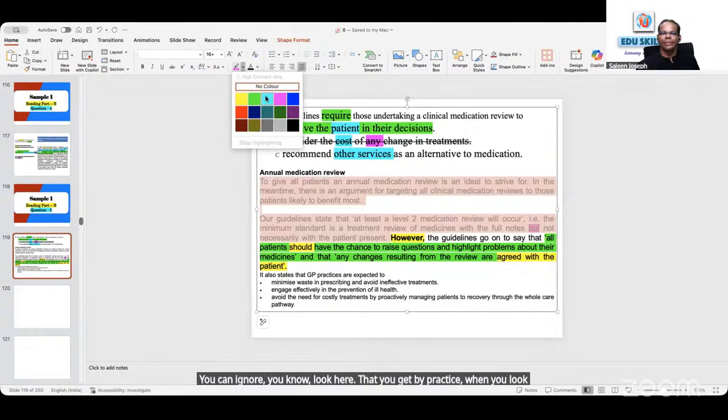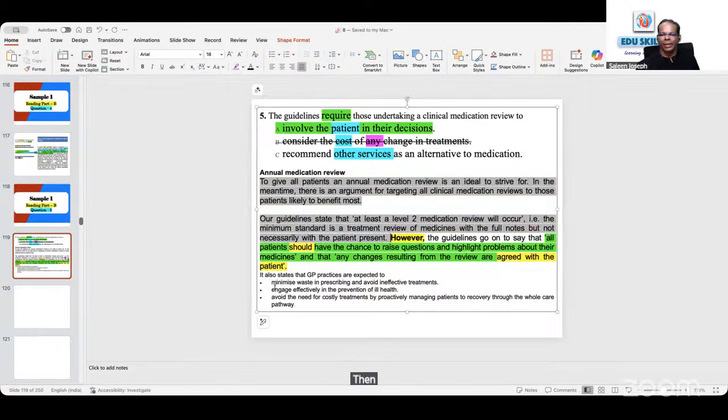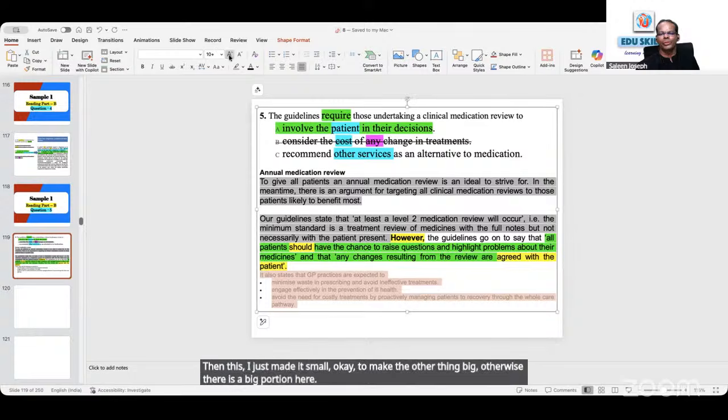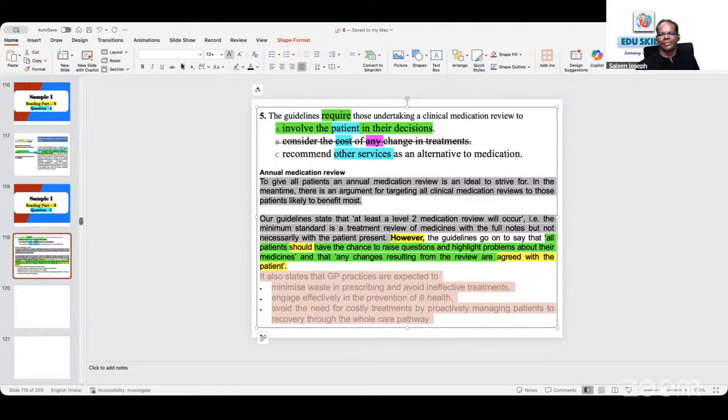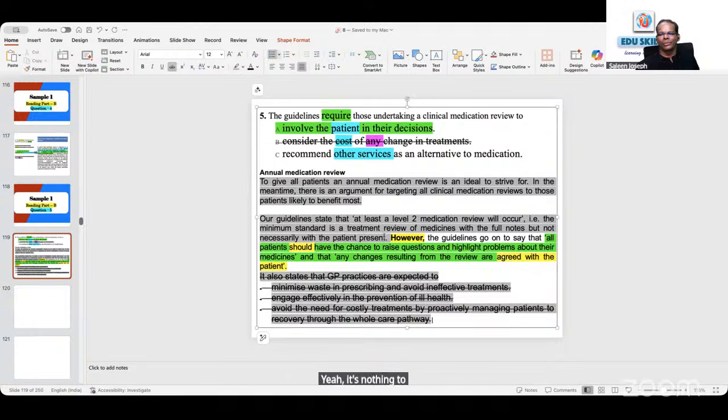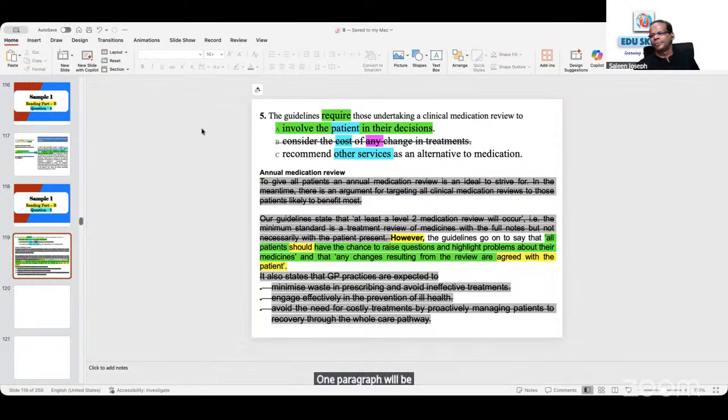When you look and see there is a contrast word, then this I just made small, to make the other part big. Otherwise, there is a big portion here which you need not read. This also need not be read. It talks about GP practice here, nothing to do with our concepts. Entirely different concept. Most of the time, when there are two paragraphs, one paragraph will be like that. This is how time management happens. Is that clear? Now you can ask me any questions if you want.